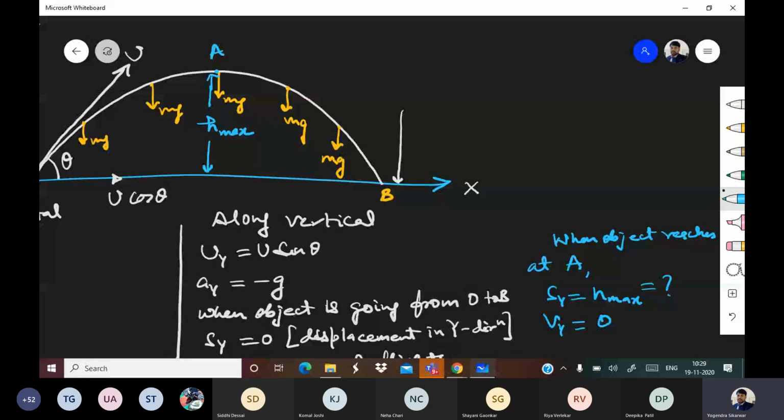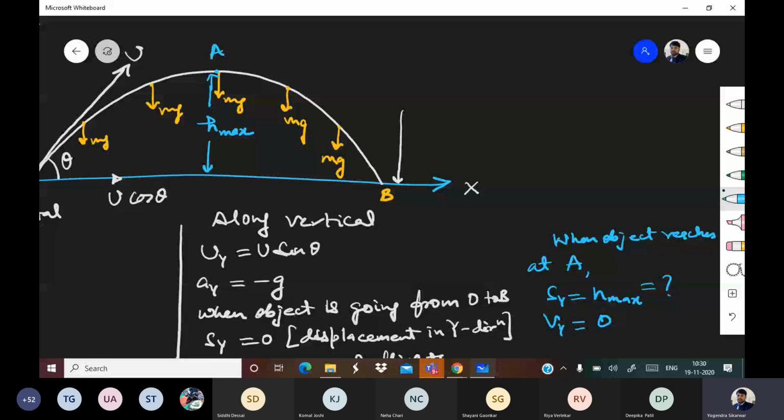Why will the velocity along the Y direction be 0? Because if the object had even a slight value of Vy, it could have gone further up in the Y direction, right? So the object will stop moving further in the Y direction only when its Y direction velocity becomes 0, and that point will be the highest point along the Y direction, correct?